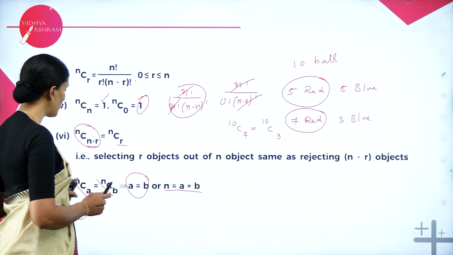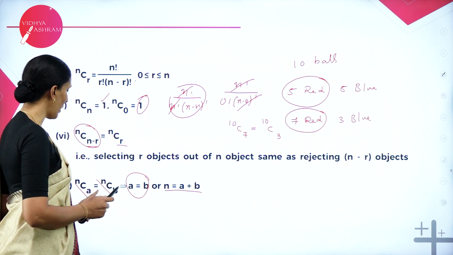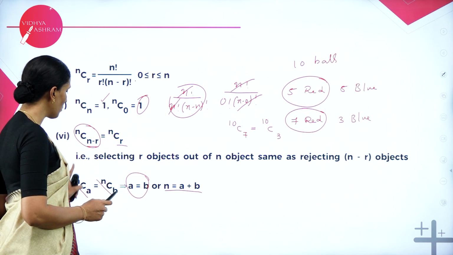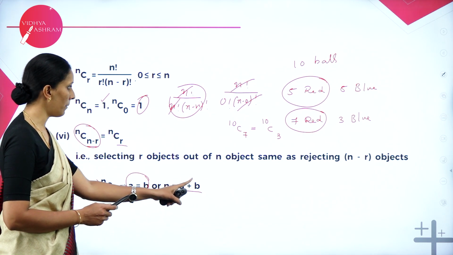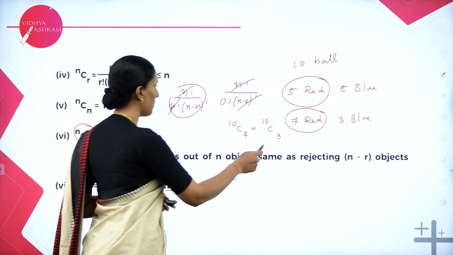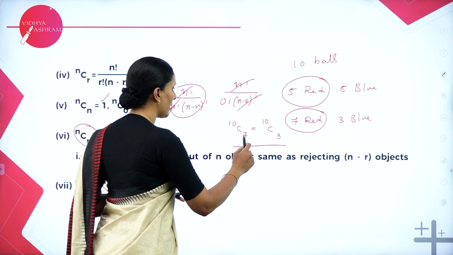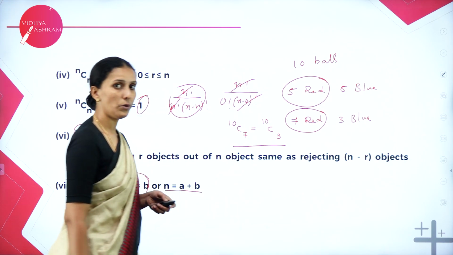So if A and B are different and their combination values are the same, it means either A is equal to B or N is equal to A plus B. This is an example for that. Here 7 and 3 are not equal, but 7 plus 3 is equal to 10.